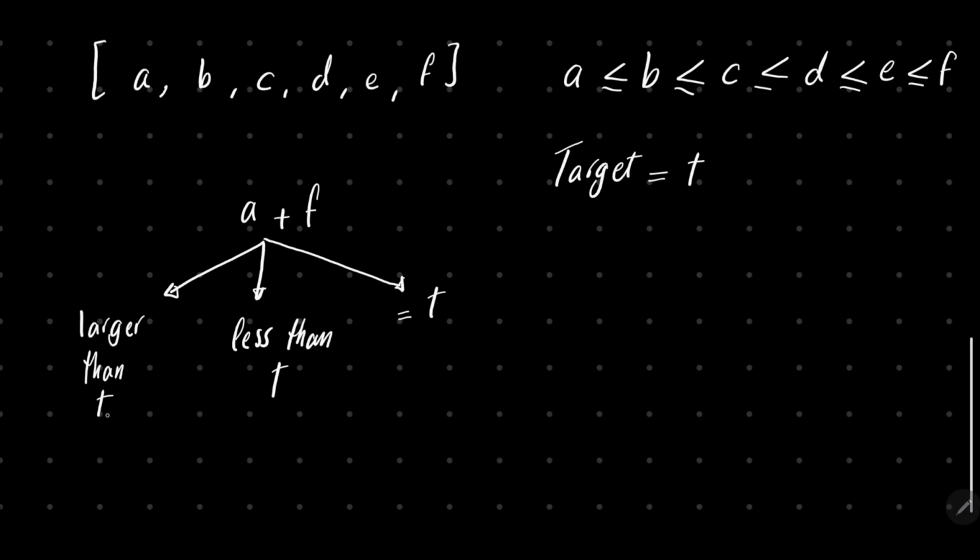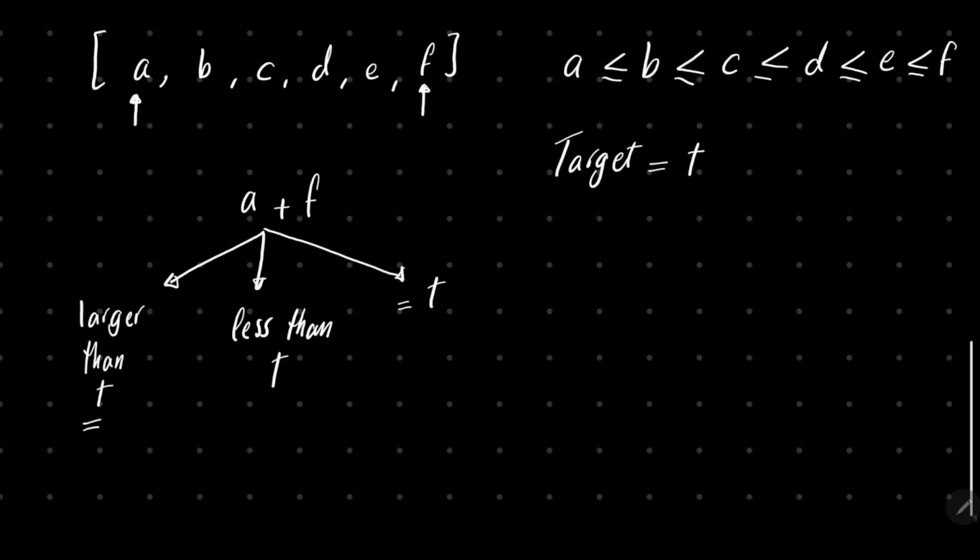So if it's larger than T, what can we conclude? If A plus F gives me a number larger than T, can I do A plus E, or can I do B plus F? Which one makes more sense?